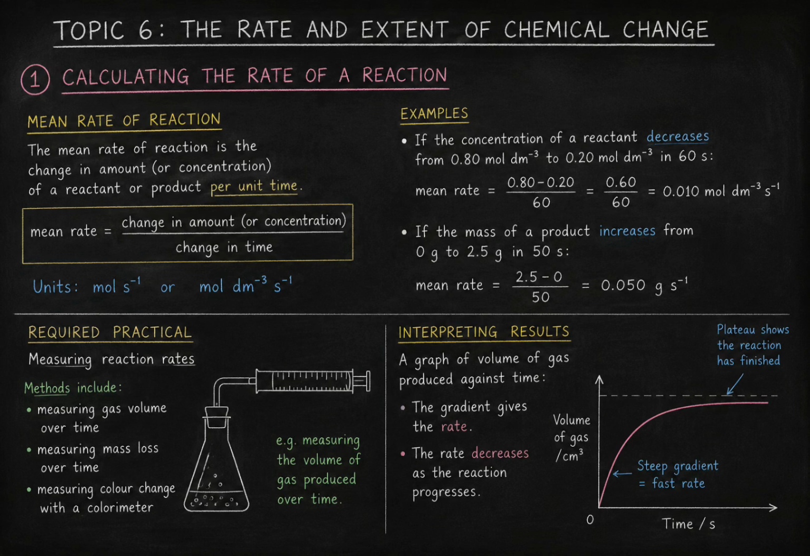Required practical: we measure rates by measuring gas volume over time with a gas syringe, mass loss over time on a balance, or color change with a colorimeter. On a graph of gas volume versus time, the gradient is the rate. Steep gradient means fast rate. The rate decreases as the reaction goes on, and when it plateaus, the reaction has finished.